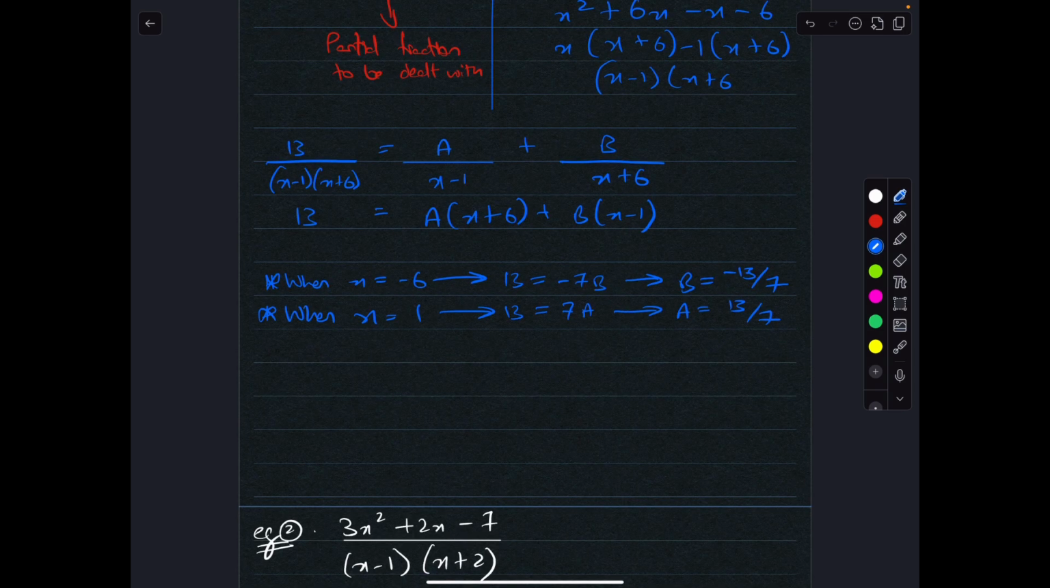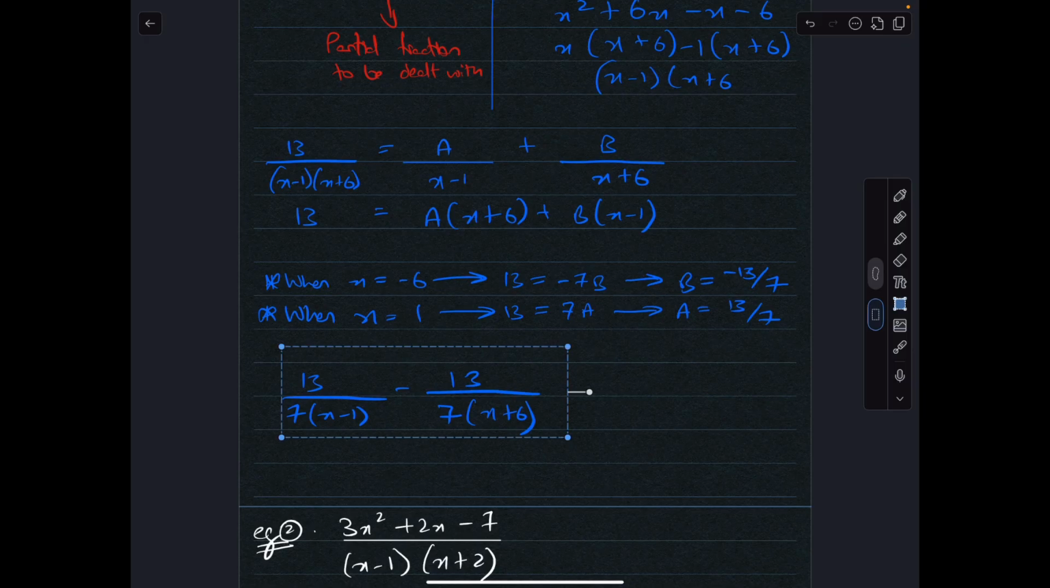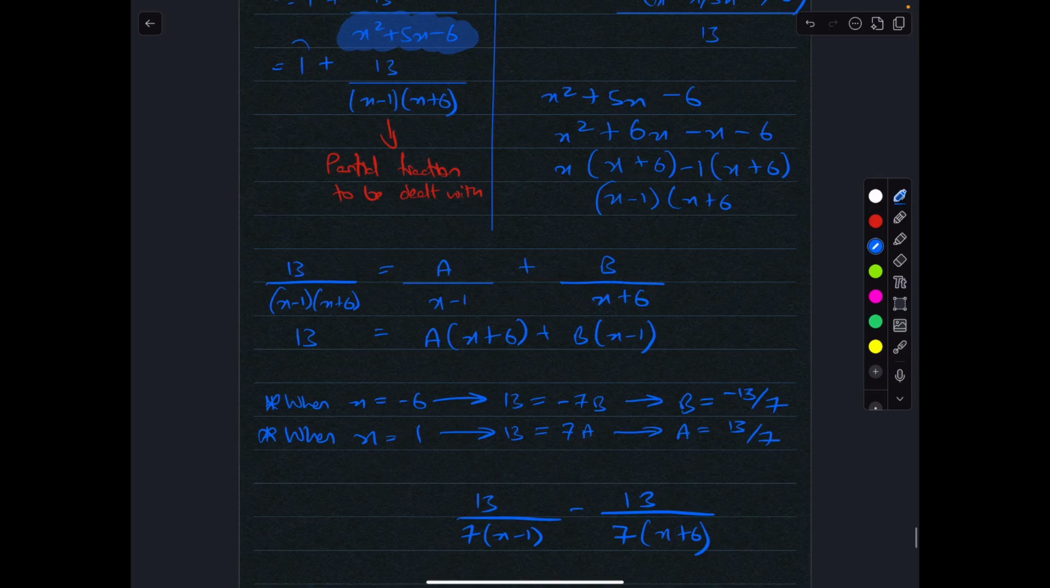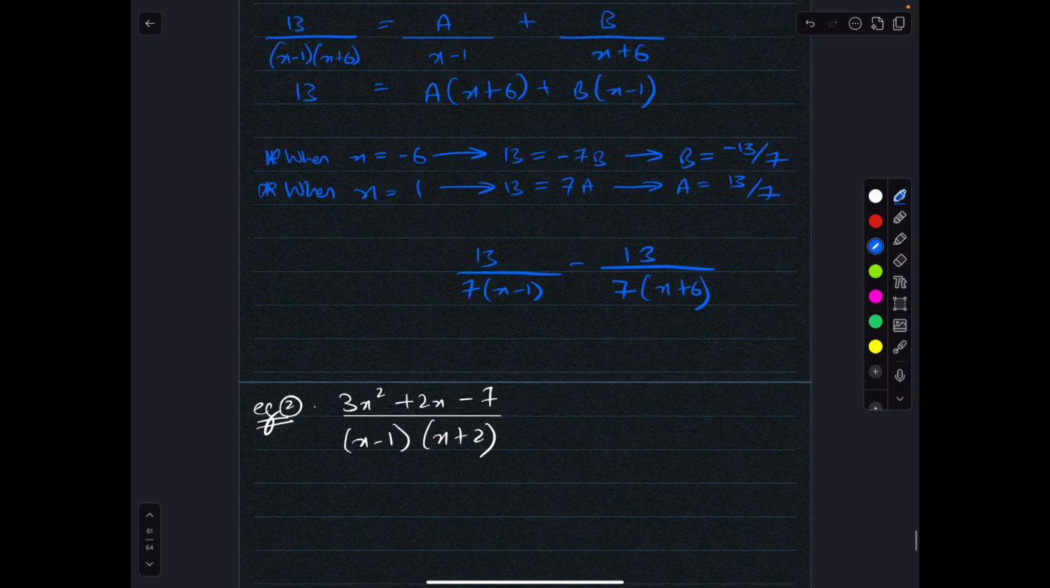So I can rewrite 13 over x minus 1 times x plus 6 as 13 over 7 into x minus 1, minus 13 over 7, that is B, into x plus 6. But this is not my answer. This whole thing is not. I must not forget the 1 that we had. So 1 plus the whole thing is my answer. We must not forget the 1.